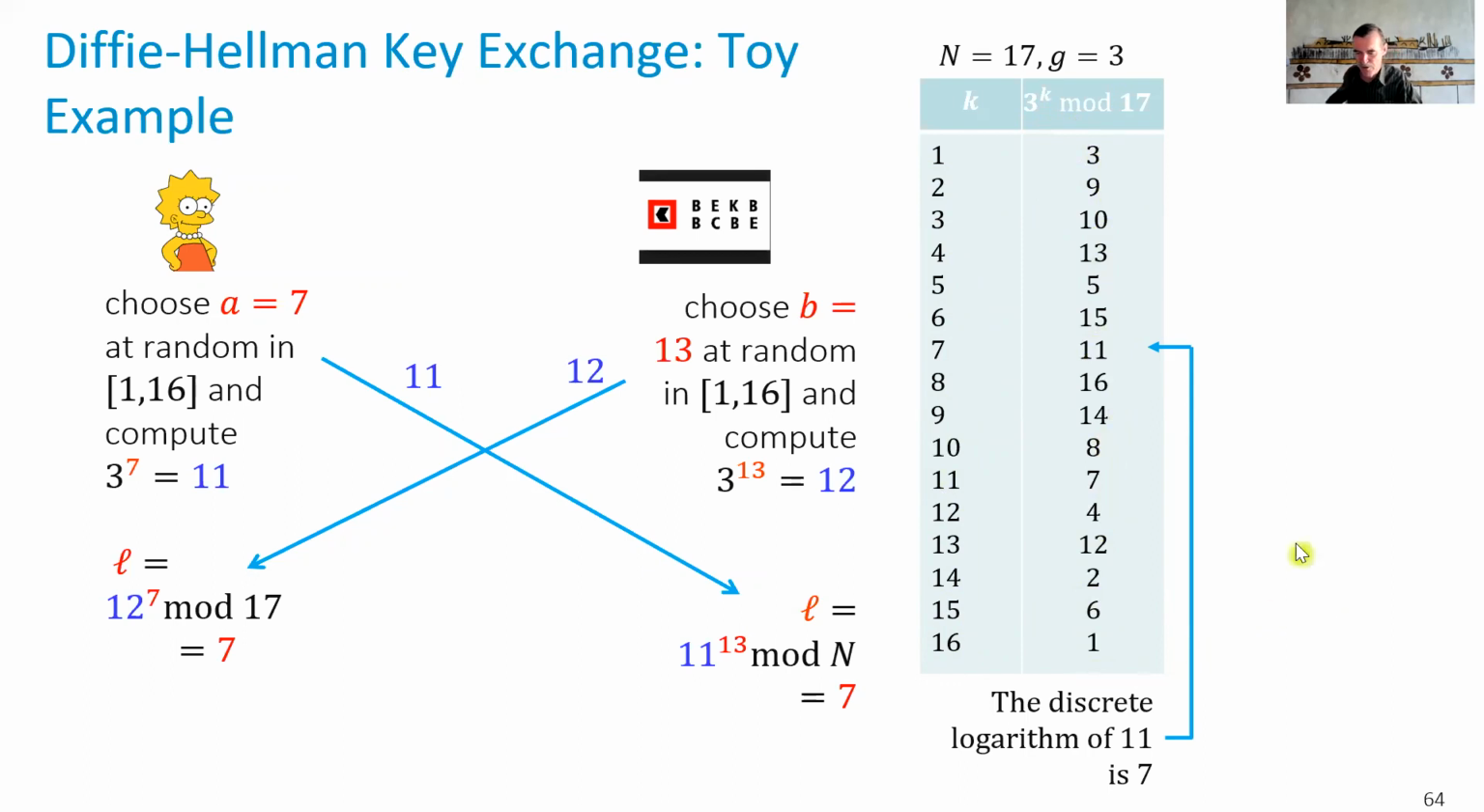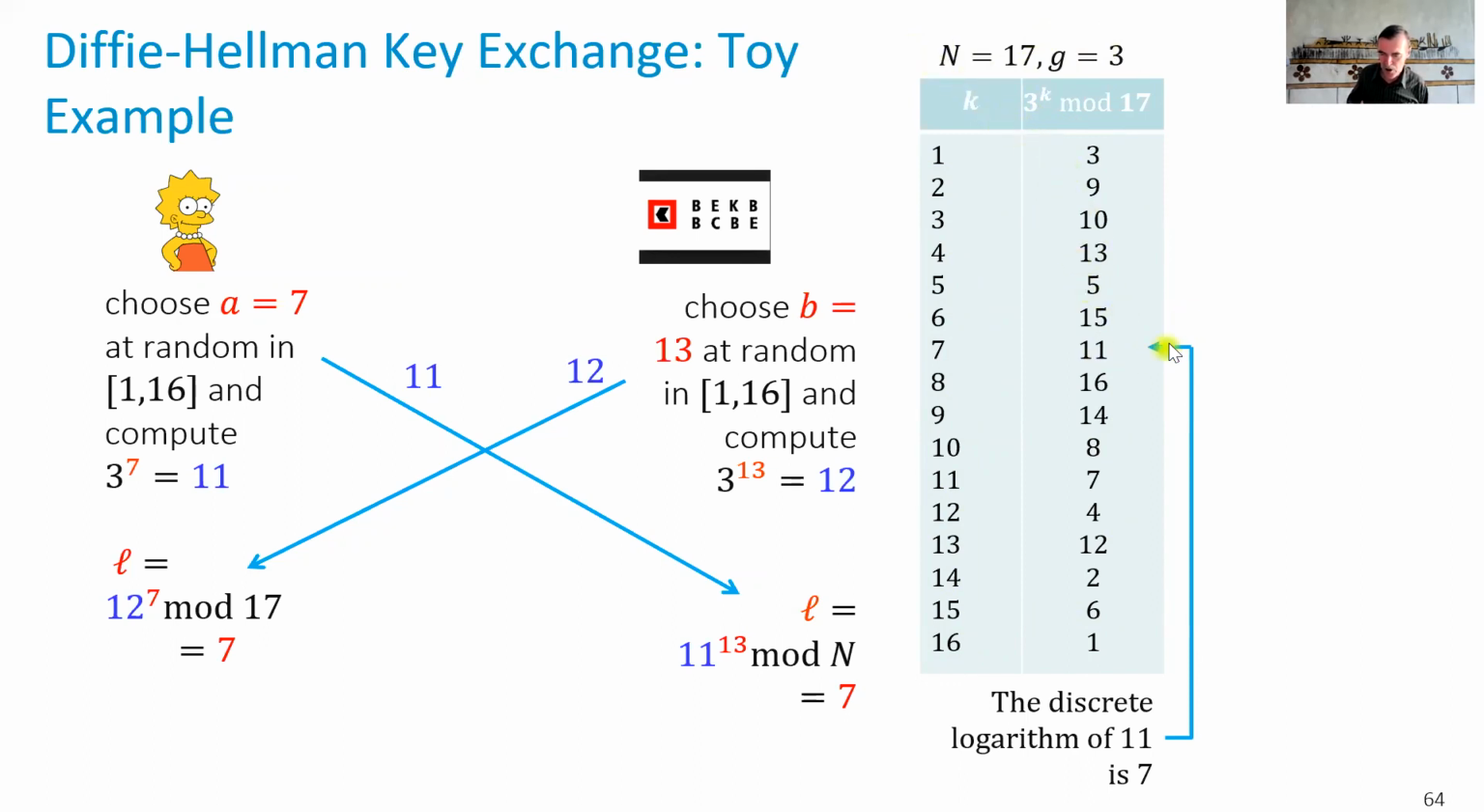Here we observe that it's a permutation. All the numbers from 1 to 16 appear exactly once on the right, which is not true for any value of g, but the theory of finite fields says that there is at least one generator for any case like this here.